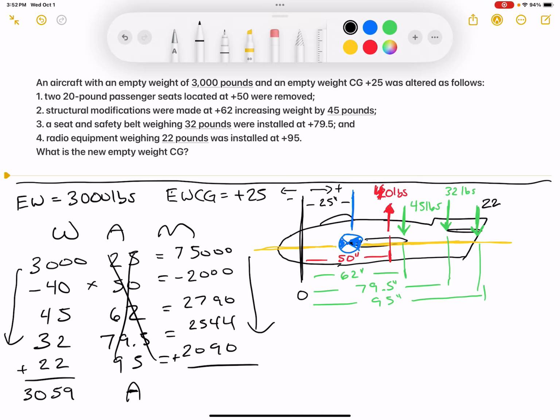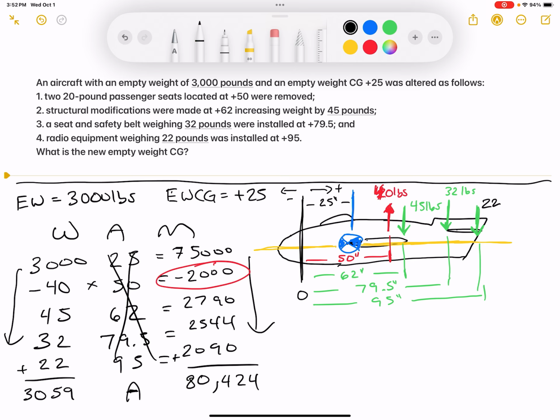And the total moments on this aircraft add up to be 80,424, in this case inch-pounds, but we're not really worrying about the units here. Again, the biggest mistake you're going to make will be not subtracting this or adding this by accident. So just put 75,000 minus 2,000 plus 2,790, etc.